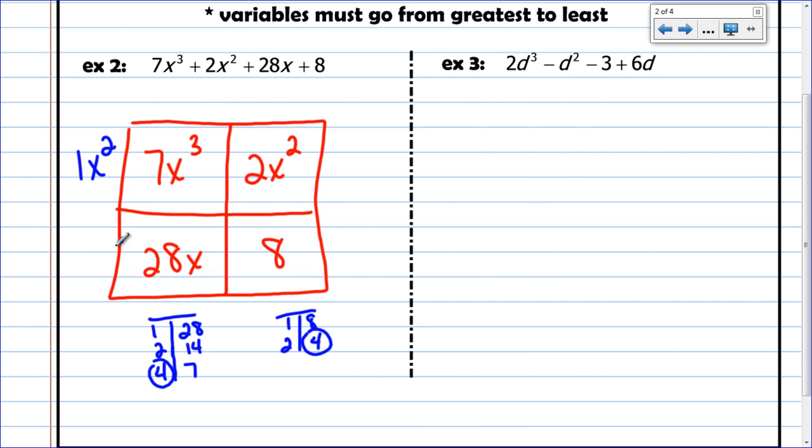But the only thing these two have in common is a 4, so I'm going to factor that out. And then I'm going to do this column right here, so 7x cubed and 28x. Well, the biggest number that will go into both 7 and 28 is going to be a 7. And then for x cubed and x, they have an x in common. And then this column, the 2x squared and the 8, the biggest number that goes into 2 and into 8 is a 2, and that's all they have in common.